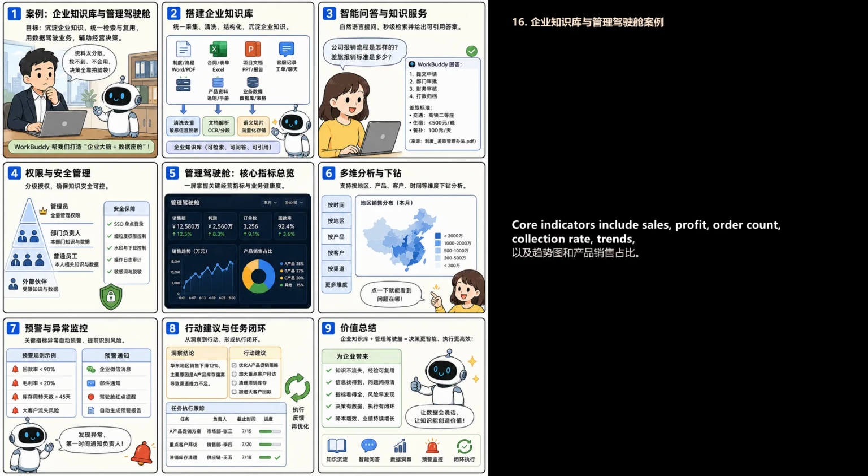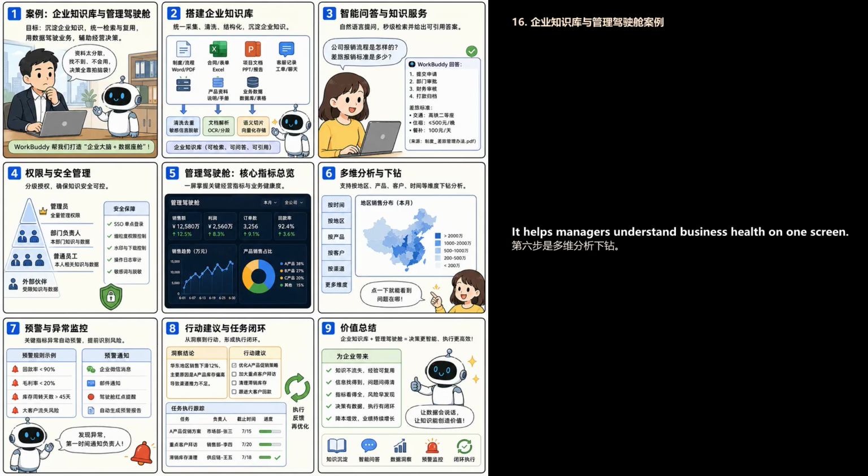The fifth step is the management dashboard. Core indicators include sales, profit, order count, collection rate trends, and product sales share. A dashboard is not for decoration. It helps managers understand business health on one screen.